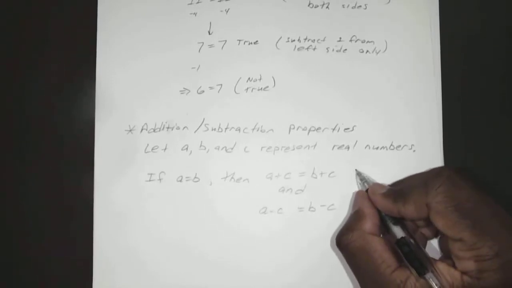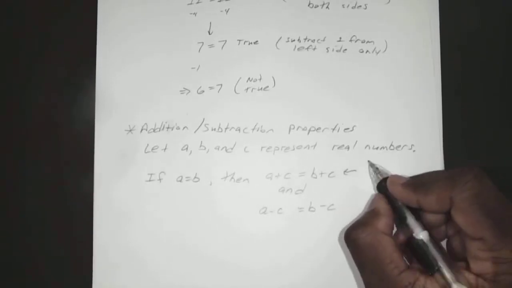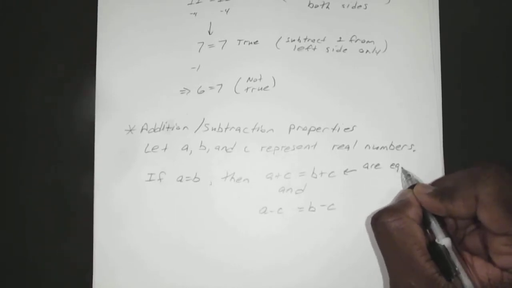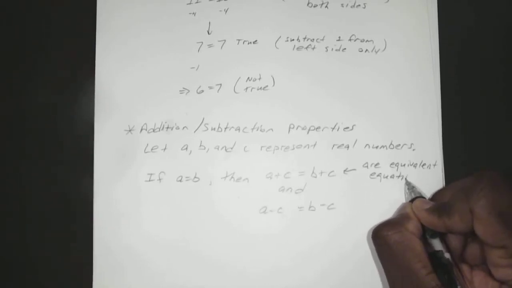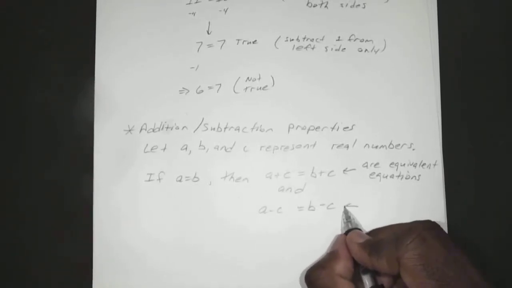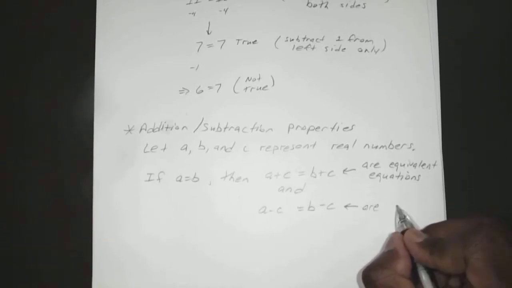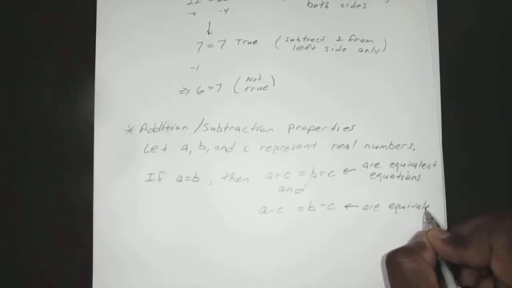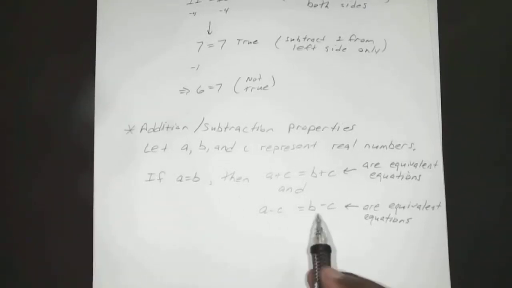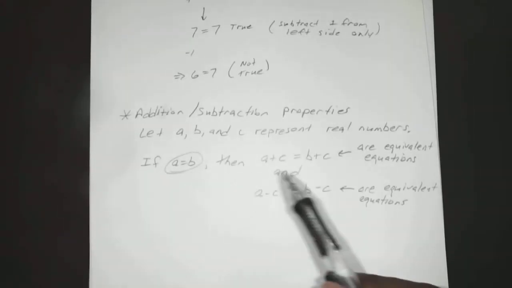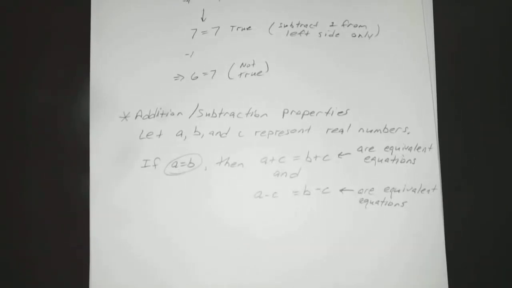Okay, so these are equivalent equations, and these two are equivalent. Both of these are equivalent to where we started off. If this is true, then this is true. If this is true, then this is true. All right, does that make sense? All right.